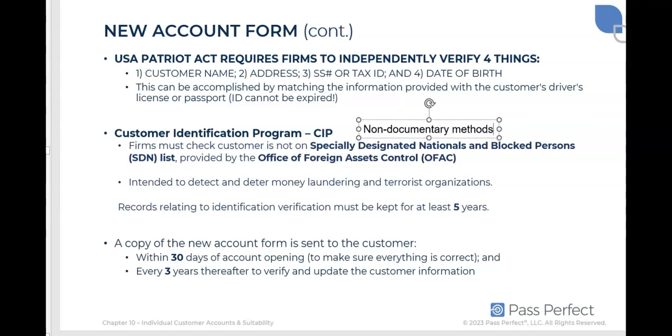So what kind of methods can they use? Well, they could get a referral from another financial institution who has verified someone's ID. They could get information from the databases of the credit bureaus, right? Experian, TransUnion, Equifax. Okay, those will also be kept on file as well. Records about verifying ID have to be kept on file for 5 years.